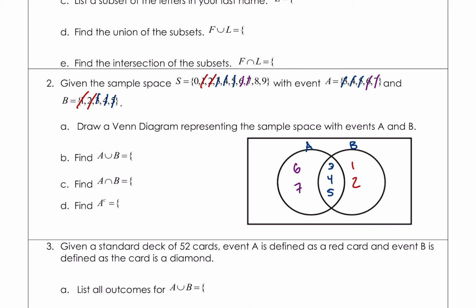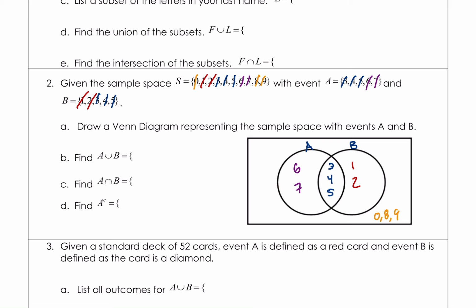And now that I have A and B completed, I need to put everything that's not in A and B, which is 0, 8, and 9. So 0, 8, and 9, I'll put out here. And I'll cross those off as well. So now I've used all of the numbers in my sample space, and my Venn diagram is complete.